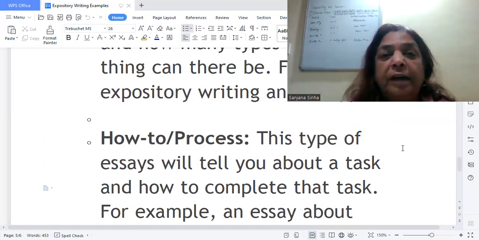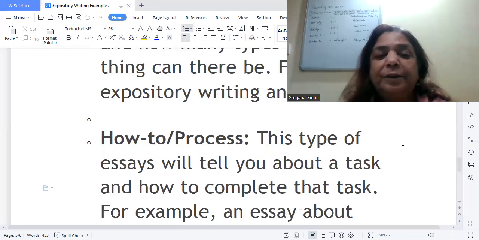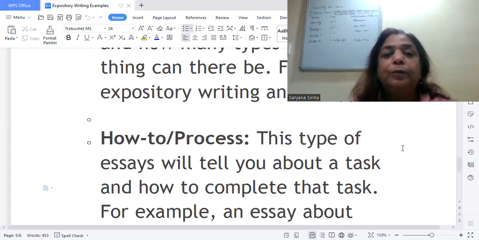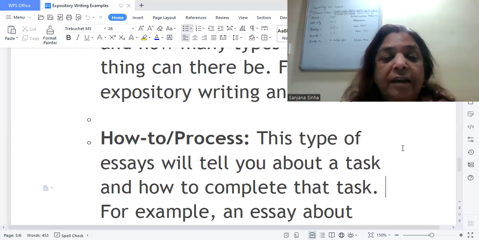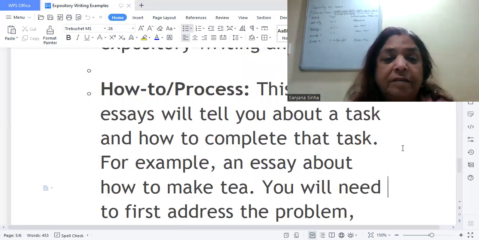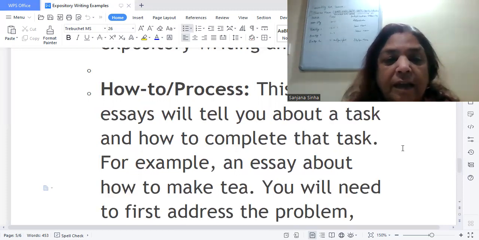So you've given a mobile to your mother, who may not be a techie. So what you'll do, you will explain the process, how to use it. This type of essay will tell you about a task and how to complete the task. For example, an essay about how to make tea. Actually, it's a menu. How to make lemon tea, how to bake a cake, how to, well, almost anything.